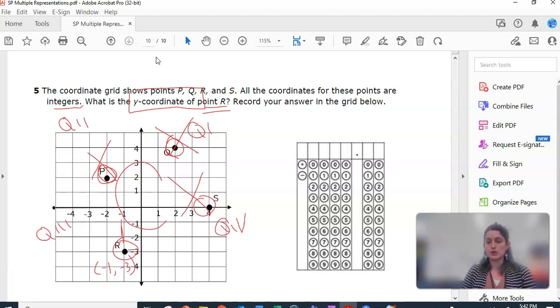So I do not want my answer to be an ordered pair. I don't want parentheses. I don't want a comma. I just want one number. It's one of those two, whichever one is the y number.